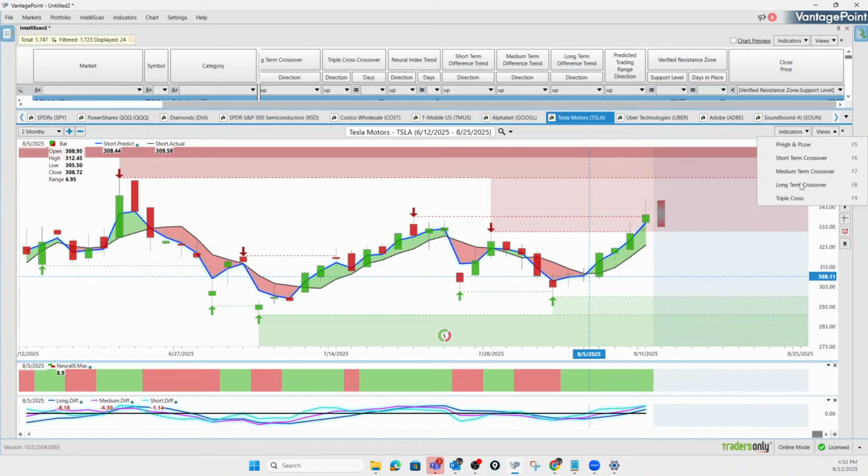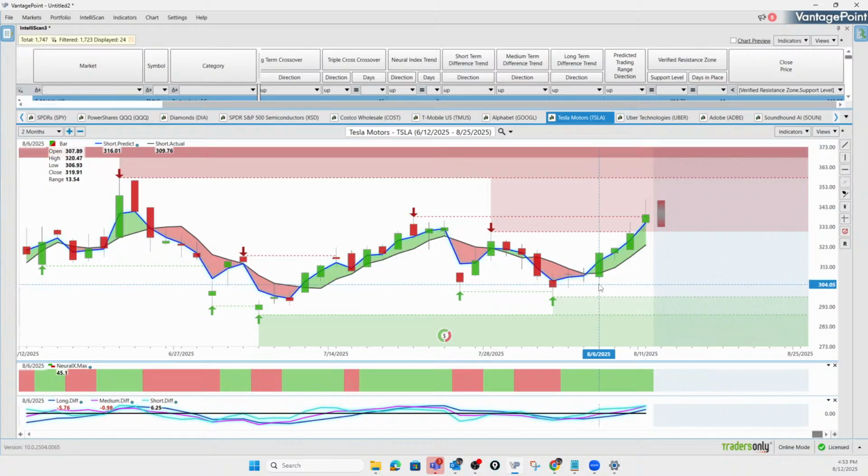But using the shorter term indication, you can see we in fact see that crossover happened on 8/6 with that bullish neural index and bullish predictive differences. So you guys tell me, on this day, did we have bullish confirmation? And were we at resistance? No, we had plenty of room to move, right? Enough room to potentially generate some momentum to push through our resistance level, right?